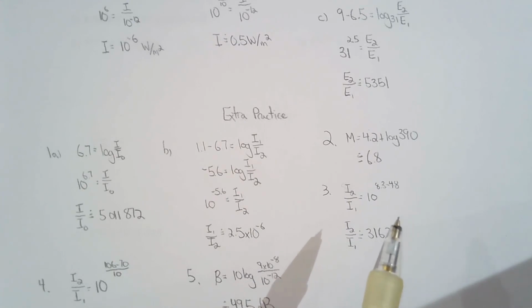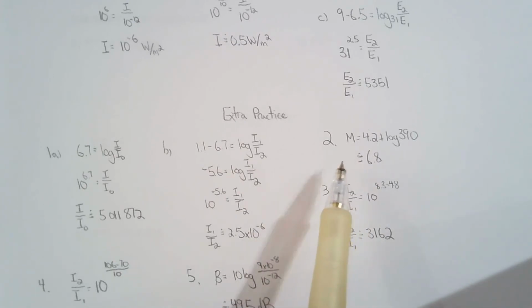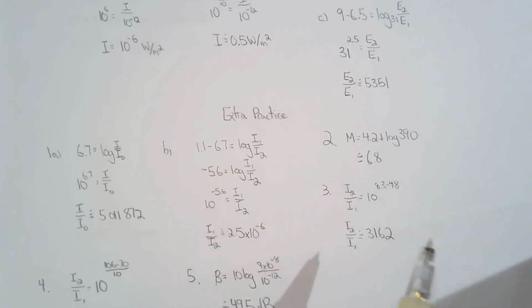Number 2 is exactly the same as number 4 from above. That was just a typo, I think. Number 3, so you have 2 earthquakes. Wow, one is 8.3. That is huge. 8.3 on the Richter scale, and one is 4.8. Find the difference, and basically it's now 3,162 times as intense as before.